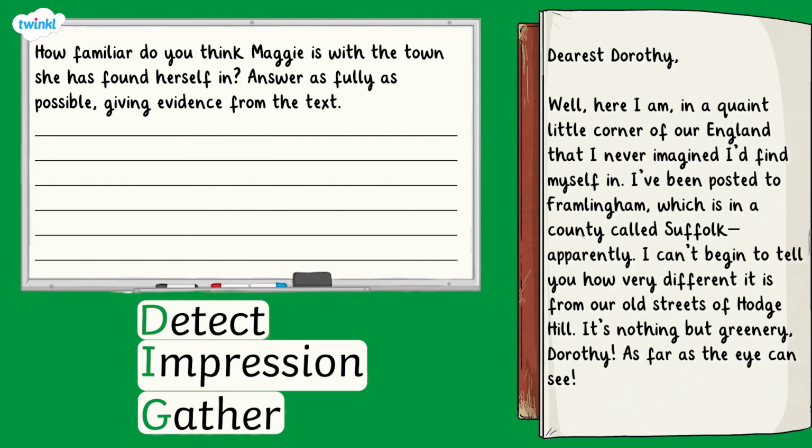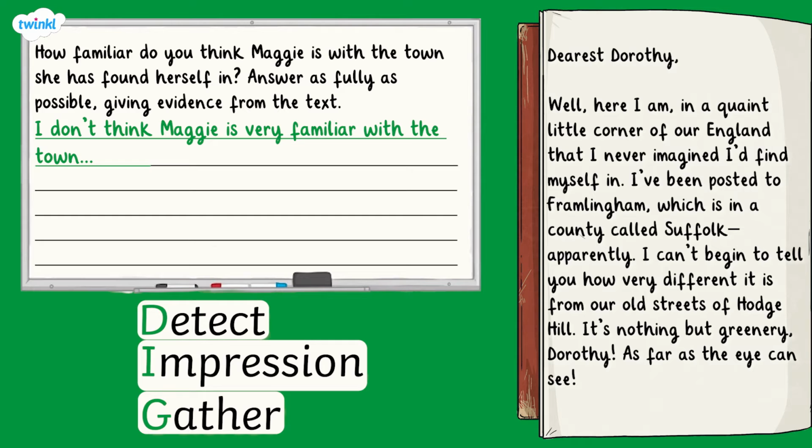Firstly, we need to look back to the text and see what we can detect that will help us to answer the question. We can look for keywords and read around to formulate our point. From my detecting, I have formed an impression. I don't think Maggie is very familiar with the town. Now we need to gather some evidence. What has made us think that?